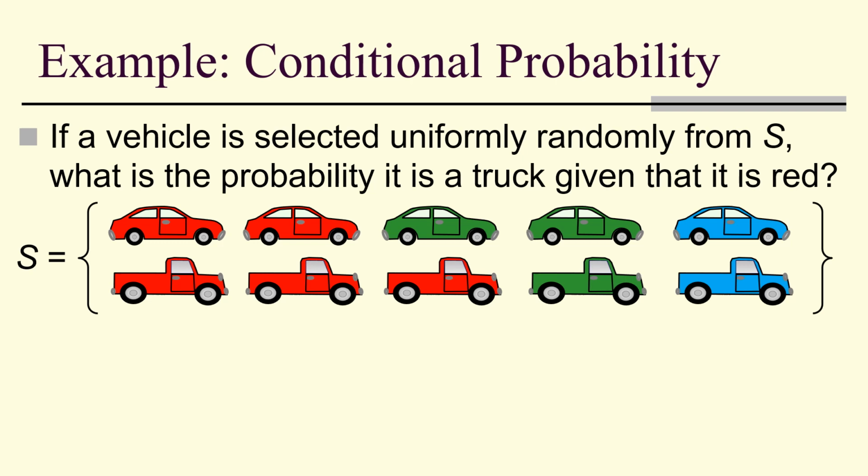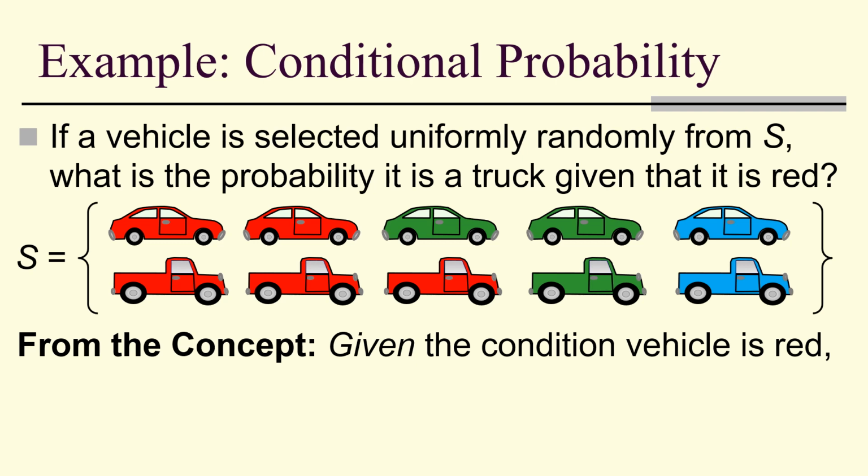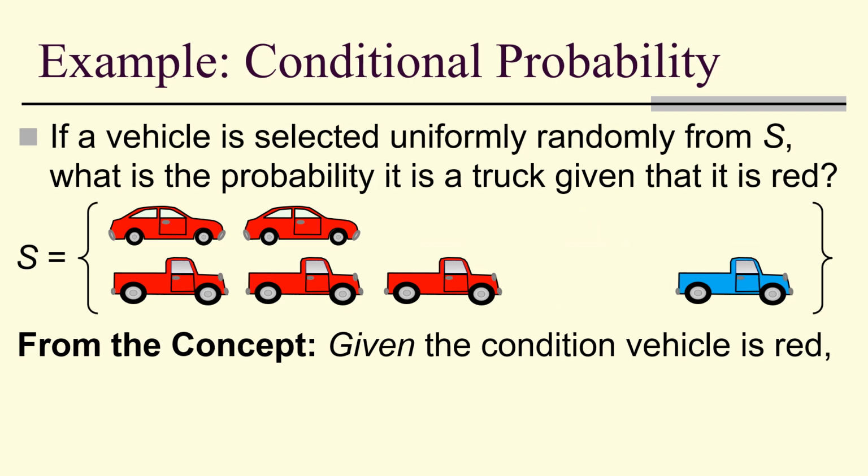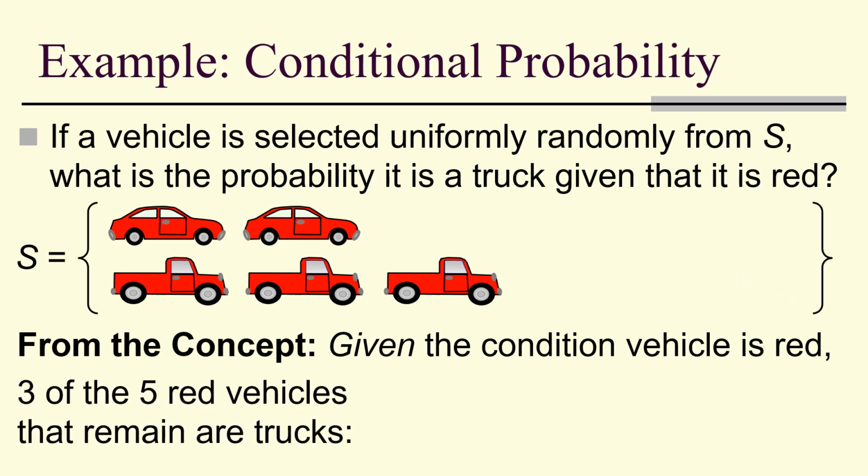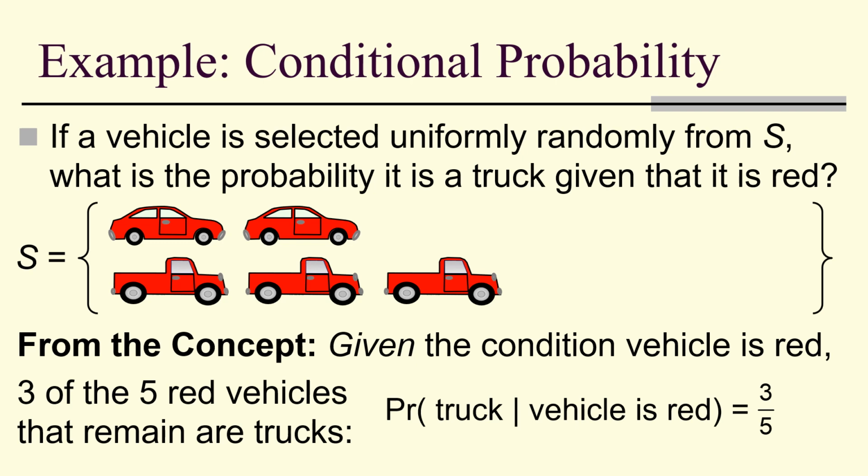For example, suppose we uniformly randomly select an automobile from this set X. What's the probability that it is a truck given that it is red? Well, we can just use the concept of conditional probability. The condition the vehicle is red means we can ignore all the non-red automobiles. 3 of the 5 red vehicles that remain are trucks, and therefore the probability of a truck given that the vehicle is red is 3/5, or 0.6.